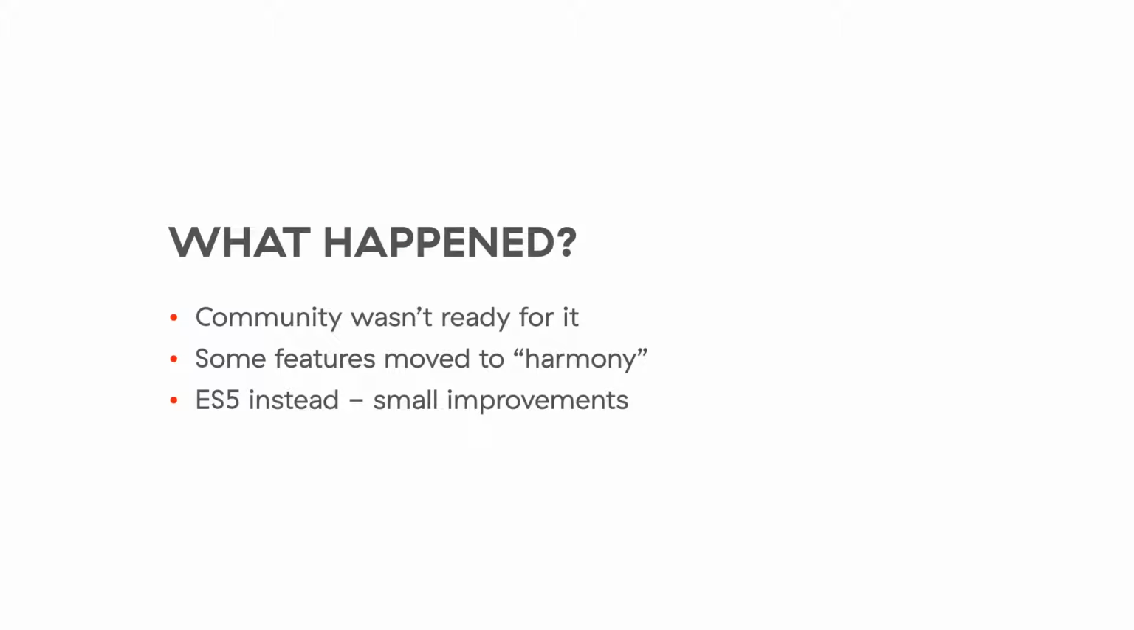What happened was the community wasn't ready. There were a lot of features, and it was hard for the standards body to present it to the community, and they weren't ready for it. So what they did was separate it into a separate standard called Harmony, and instead they made ES5, which is much smaller, but has some important changes that make development easier. That happened in 2009, so ES5.